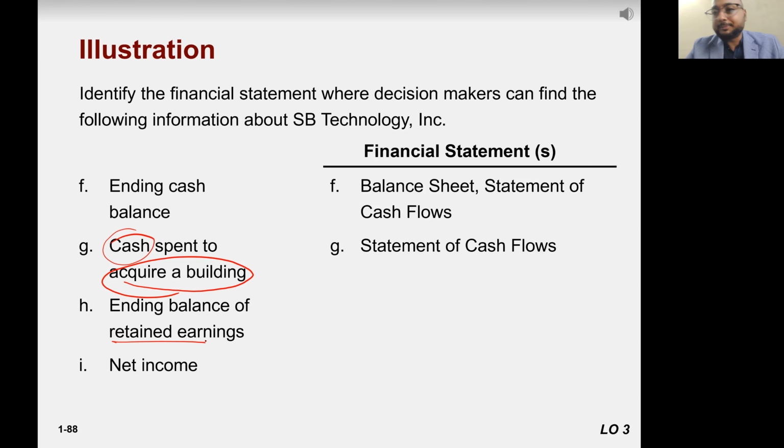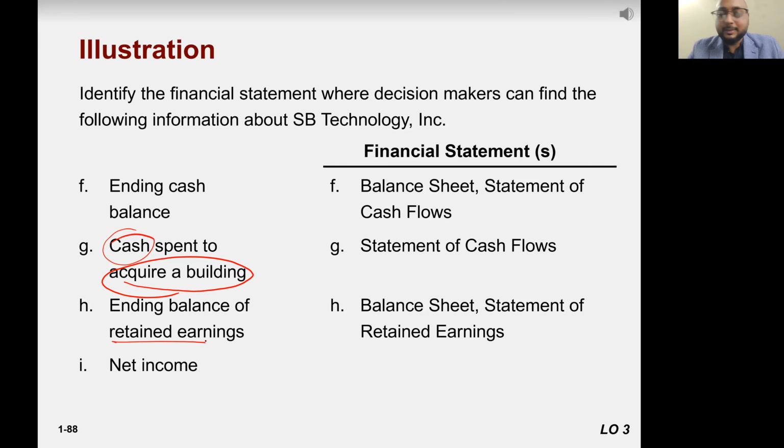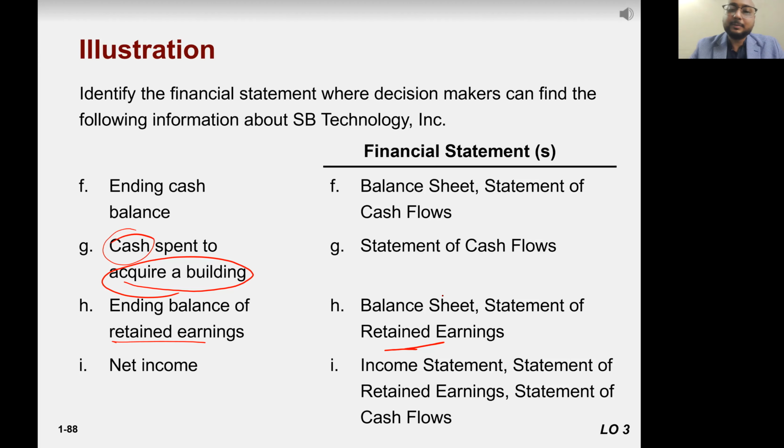Ending balance of retained earnings, where can we find it? Retained earnings statement, and the balance sheet as well, because the retained earnings will go to the balance sheet. Well done. Net income: income statement, and also the cash flow and retained earnings as well. Well done. All three, because net income is found in the income statement and the statement of retained earnings, and also under cash flow from operations.